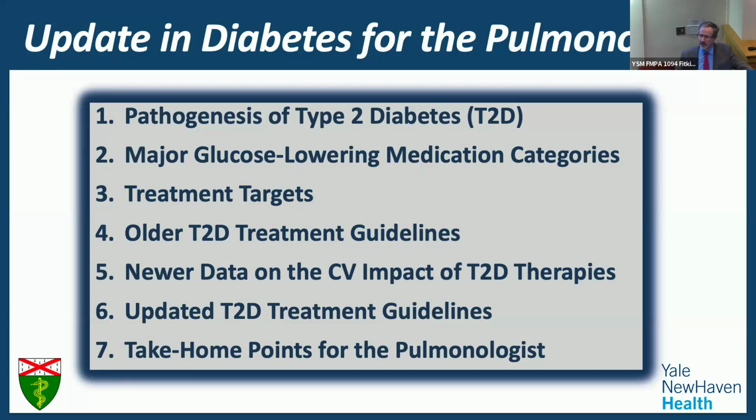We'll talk about diabetes treatment targets, specifically hemoglobin A1C. And then we will touch upon the older type 2 diabetes guidelines only in an effort to compare them to the newer guidelines, which have been driven by the clinical trial data that I alluded to before. And then we'll finish up with some take-home messages for pulmonologists.